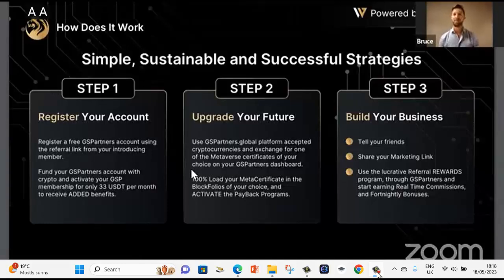How do you plug in? We have 3 simple steps. Step 1, you can choose to register your account. And if you want to buy the products, you can as a customer.